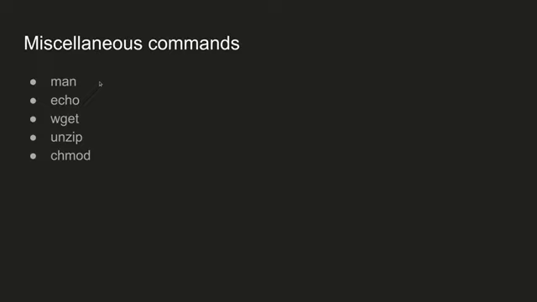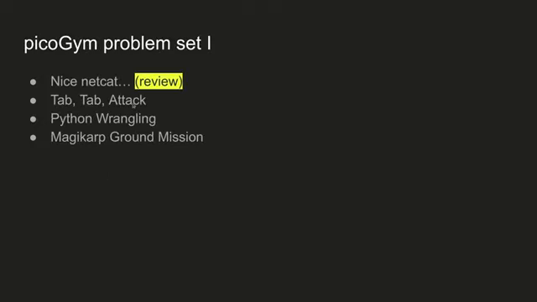Chmod, which can add the executable permission to scripts that you want to run. Actually running scripts, which you use ./ for that. And Python 3, which can run Python files without adding the executable bit. And exit, which can just be used to exit your terminal and pick it up later. So here's the first problem set. Nice netcat, which would be somewhat of a review. Tab attack, Python wrangling, and Magikarp ground mission. Good luck.